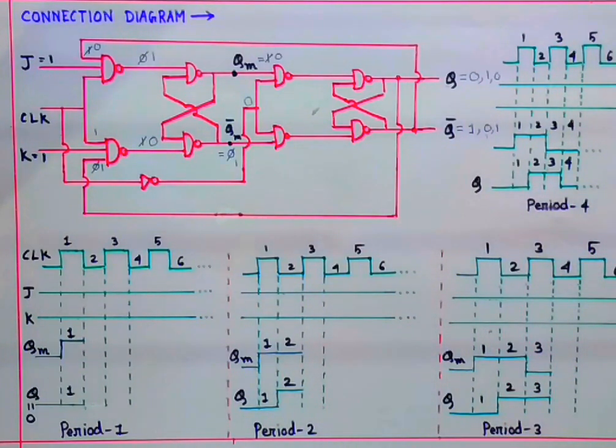In this way, the operation of the master slave JK flip-flop happens. Till now, I have discussed the timing diagram for a total of 4 periods: period 1, period 2, period 3, and period 4. Now it is your job to examine the output QM and Q for period 5 and period 6.